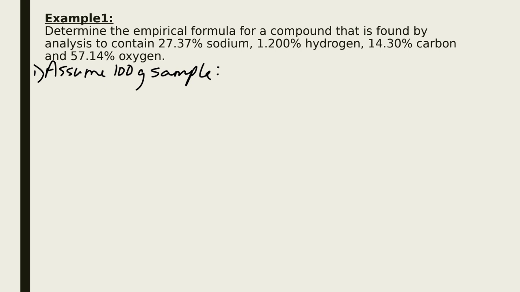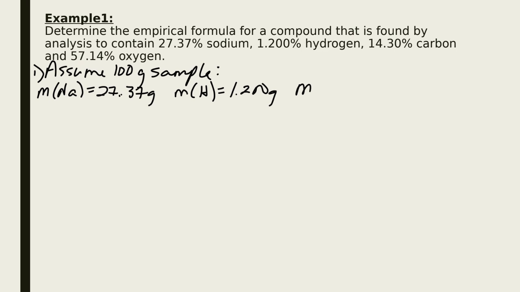Then we can just set this up and say that the mass of sodium is 27.37 grams. The mass of hydrogen is 1.200 grams. The mass of carbon is 14.30 grams. And then lastly, the mass of oxygen is 57.14 grams. It's a 7 right there.